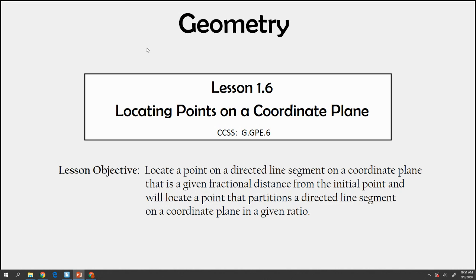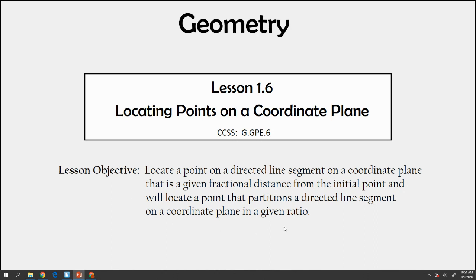Okay, today we're going to work on lesson 1.6, locating points on a coordinate plane. Yesterday you did 1.5, which was locating points on a number line. Similar concept today, but it's a little more complicated because in a coordinate plane we're dealing with lines that are not just horizontal and vertical, which means we have to make adjustments for both the horizontal and vertical parts of the change in the line.